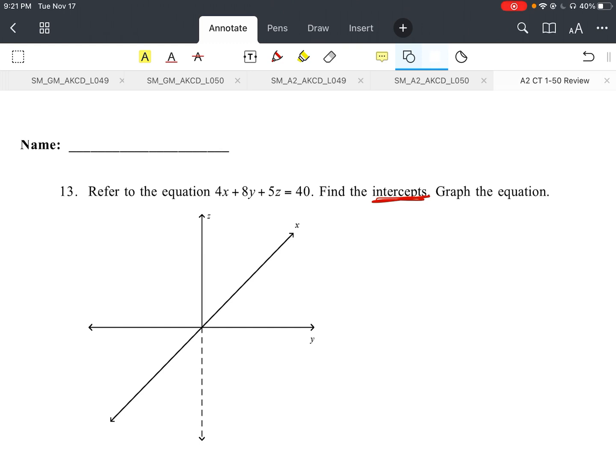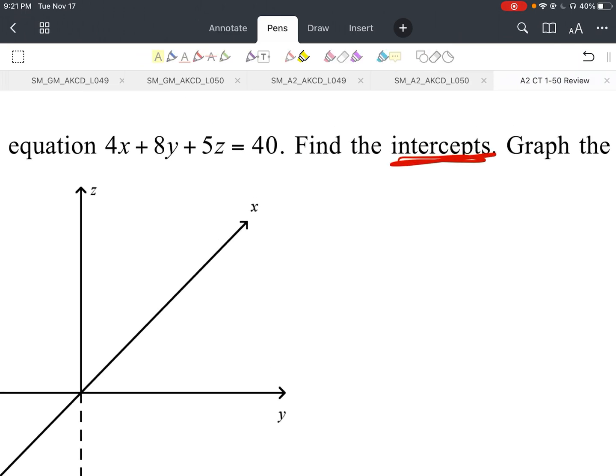So one of the methods I showed you was called the cover-up method, where I just cover up the ones I'm not using. In this case, I'll cover up 2 things. And so you could get 5z equals 40, divide that, and then you know what z is. So I'll just do that in my head. So my first intercept, and because there are 3 things, you have a 3-order pair like this.